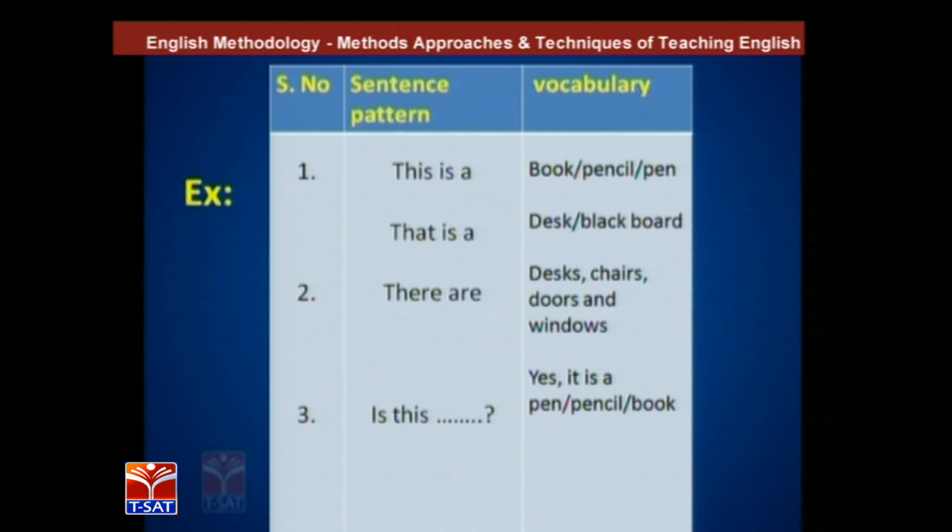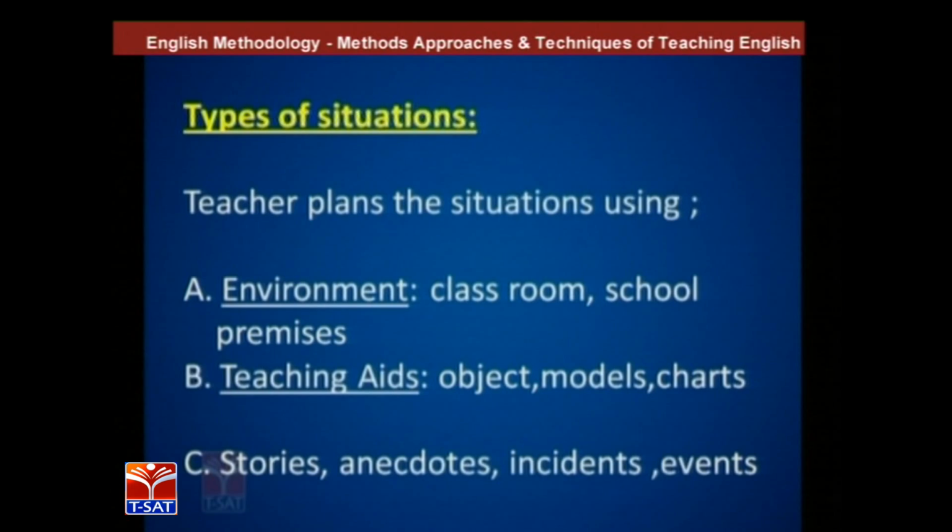In the same way, if you create a situation like a shopping mall or a zoo park, the students will automatically imagine that we are in the zoo park. That is the situation. Based on the situations, the student shows interest to learn through activities. We have different types of situations in the classroom. For example, the environment: the teacher creates an environment in which the classroom makes the learner an active participant.